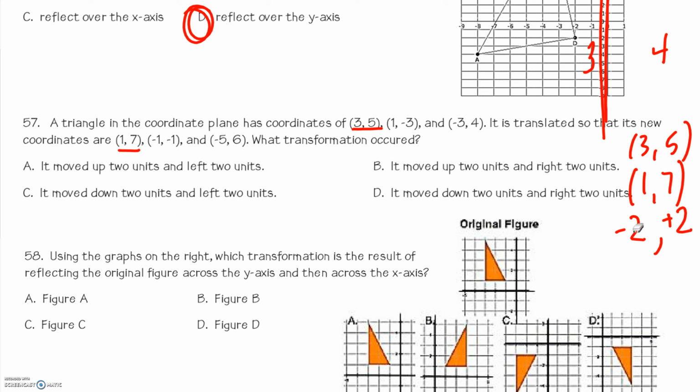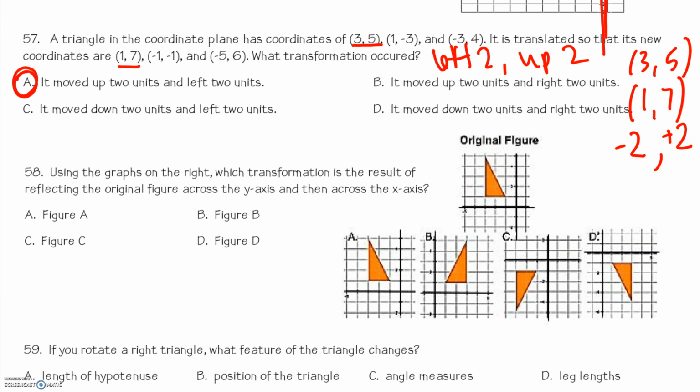That's left to right. That means left 2. And the y is changed by +2. That's up 2. So it's left 2, up 2. So we're looking for left 2, up 2, which would have been A.